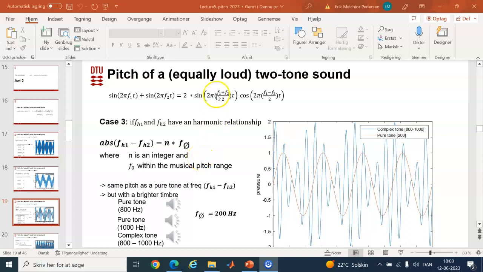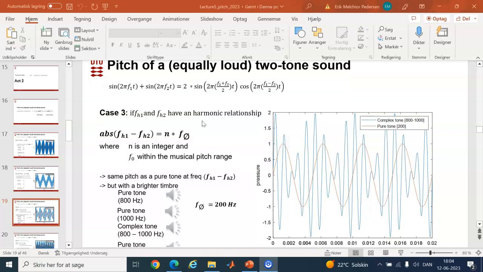Pitch offers equally loud two-tone sound. Formula as before. Case 3: if H1 and H2 have a harmonic relationship. This is the third case.